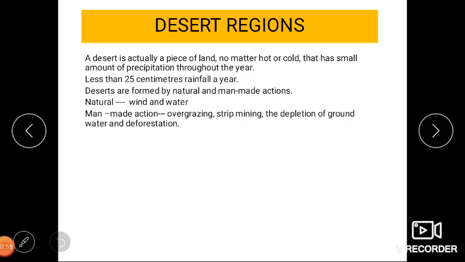Deserts are formed by natural and man-made actions. Among the natural forces are constant wind and water, which erode topsoil, and long-term drought conditions. So, among the natural forces, mainly wind and water are the main cause. Now, the list of human actions includes overgrazing, strip mining, depletion of groundwater, and deforestation.